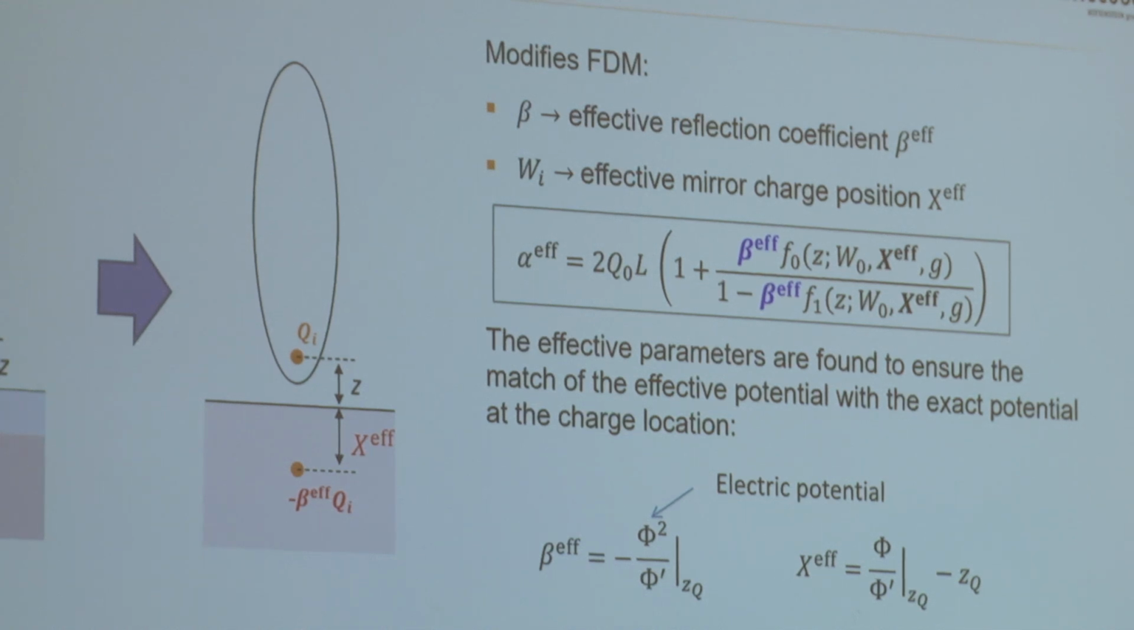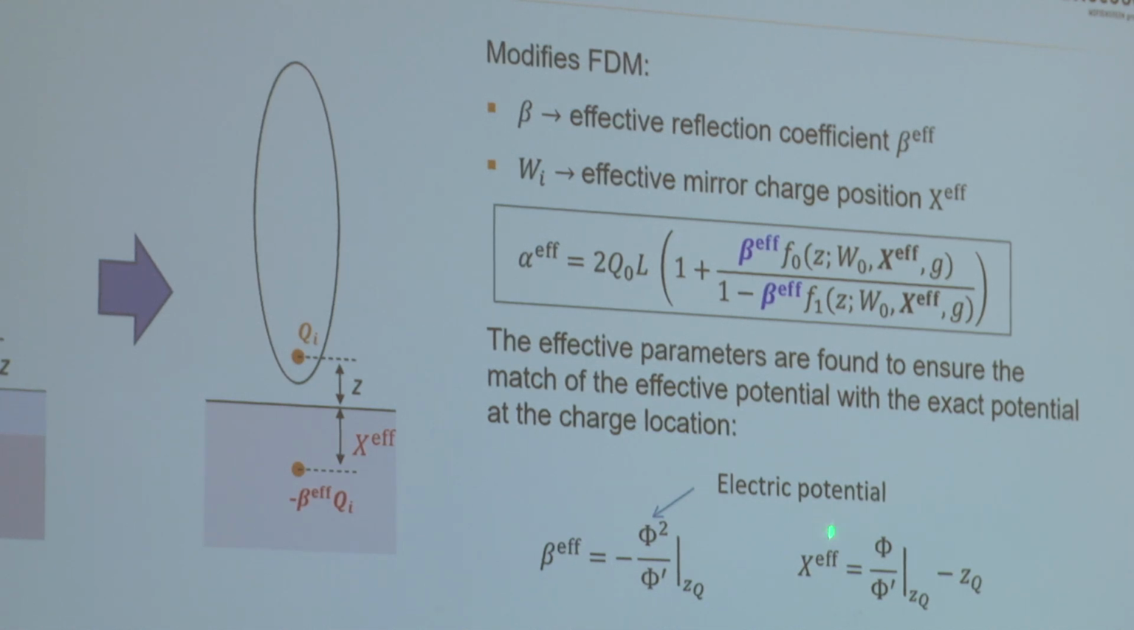And the cool thing is that Benedikt essentially calculated these effective parameters, and these are the expressions. Again, you can go to the paper and you will get the full formulas. I just wrote it down in a general form. The point is that they are expressed through a so-called electric potential.